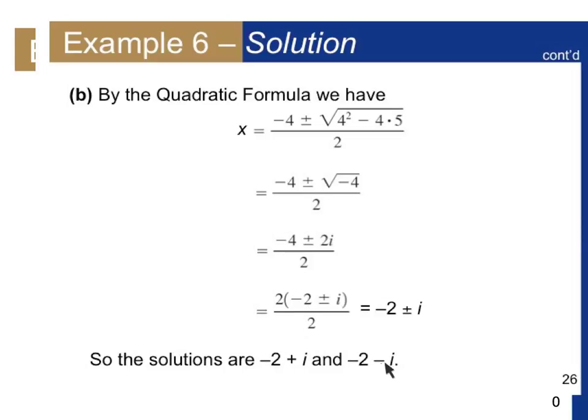Now notice about this one and the last one, the solutions that are complex to these quadratic equations always come in pairs, and the pairs are complex conjugates of each other. So if we have minus 2 plus i as a solution, we also have minus 2 minus i. In the last one we had x equals 3i and minus 3i. So they always come in pairs, and they're complex conjugates of each other, and the reason is because we have a plus or minus in front of that square root. And that's the negative that gives us the i.